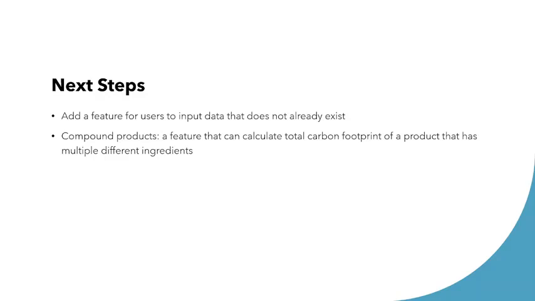The first one would be the option for users to add their own inputs, so that if they come across a product that doesn't already have data in the database, then if they enter the data for that product, all other users can now access that information.